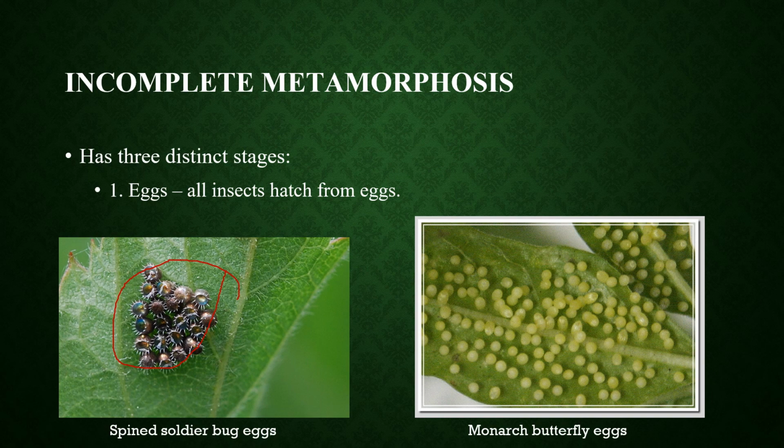I don't have a picture of the adult in this lesson, but still pretty cool. And then on the right side over here, we have a picture of some monarch butterfly eggs. Typically, these eggs are laid on the underside of the leaf, so not the top part that faces the sun, on the underside. And that's for a couple of reasons.